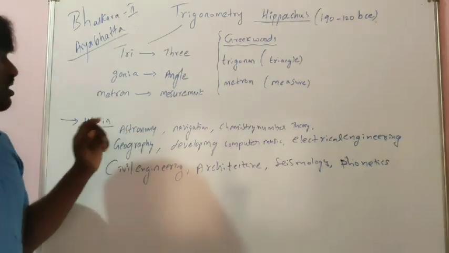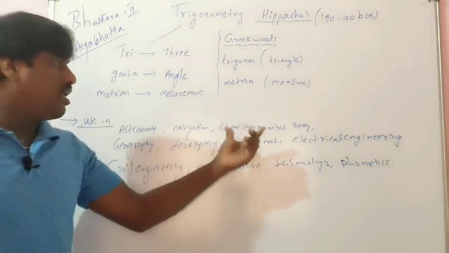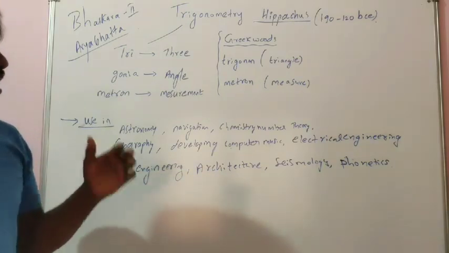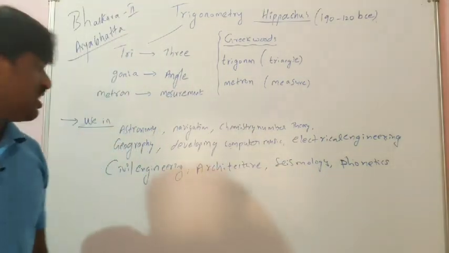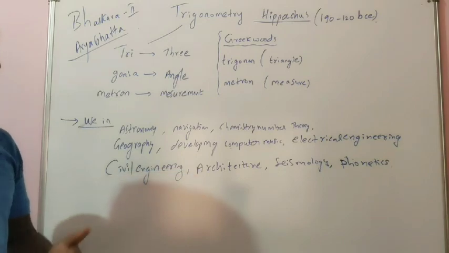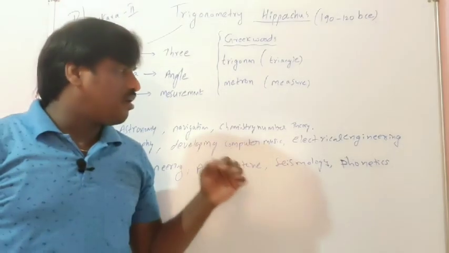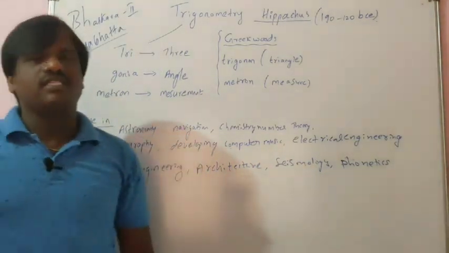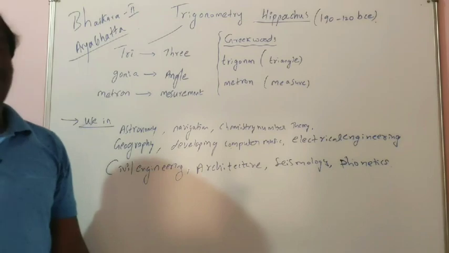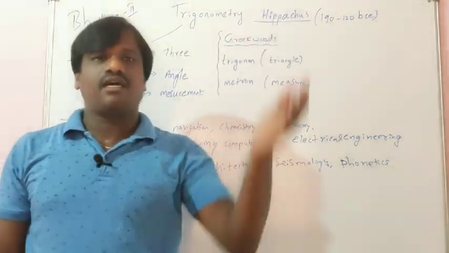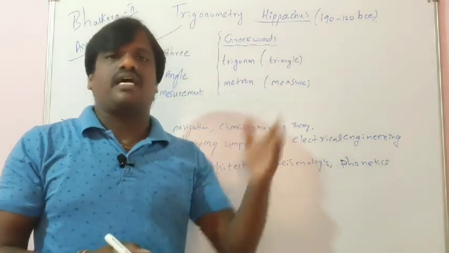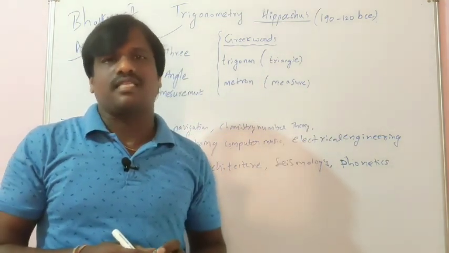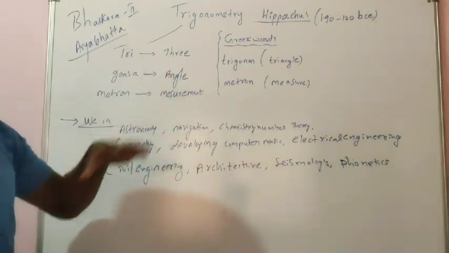Trigonometry is used in various fields like astronomy, navigation, chemistry, number theory, geography, developing computer music, electrical engineering, civil engineering, architecture, seismology, phonetics. In many various fields this trigonometry is used. Trigonometry is used to find the heights of buildings and the width of a river; all these things you may have learned in class 10.